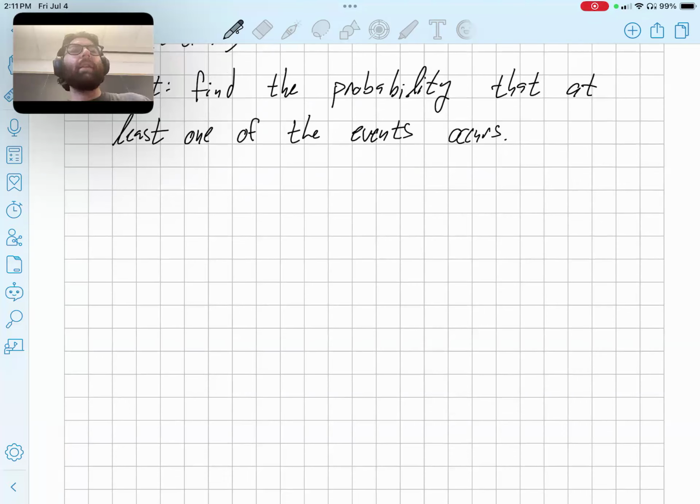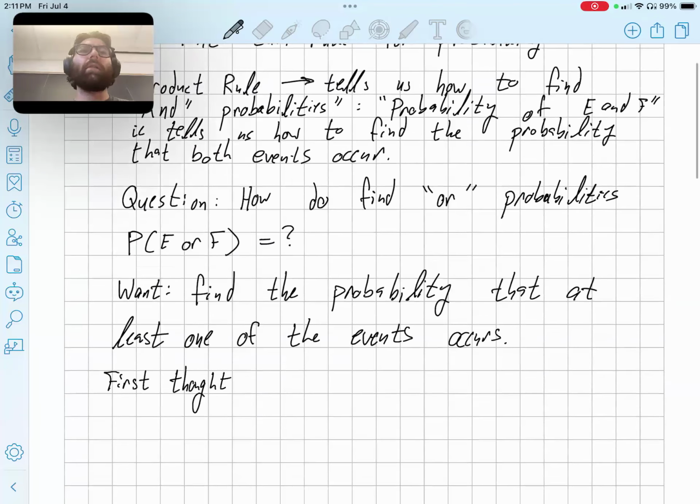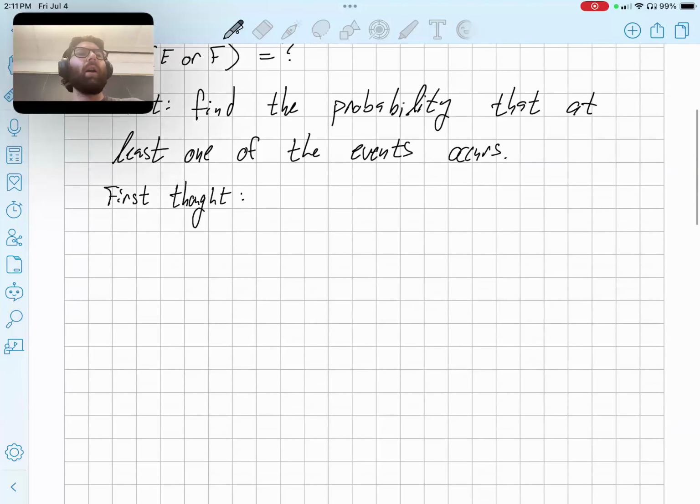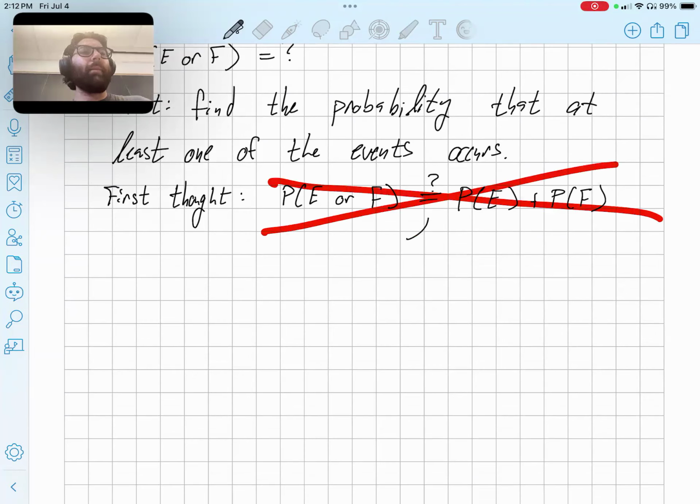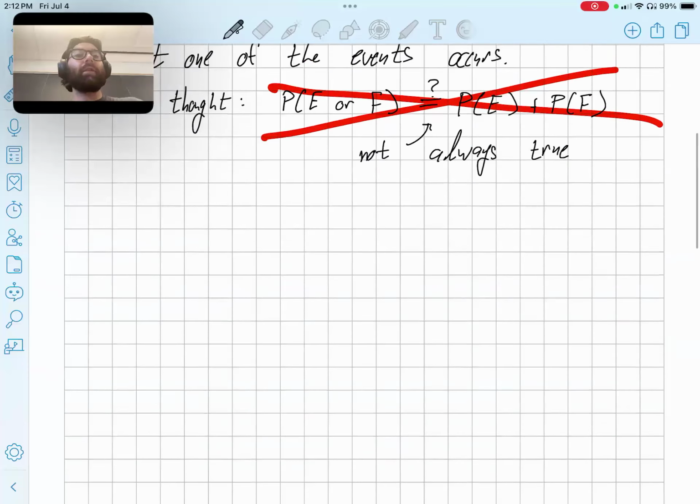What we might be tempted to do as a first thought, since the product rule just tells us to multiply, and this is called the sum rule, is to say P of E or F equals, with a little question mark because maybe it is, maybe it's not, P of E plus P of F. But as we'll see, this doesn't really work all the time. So this is not always true. And to see this, let's do a first example.